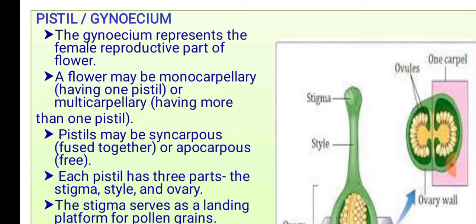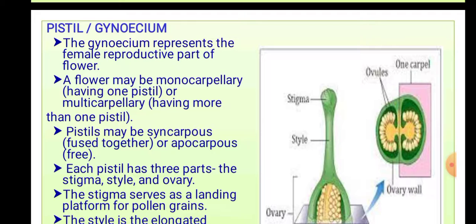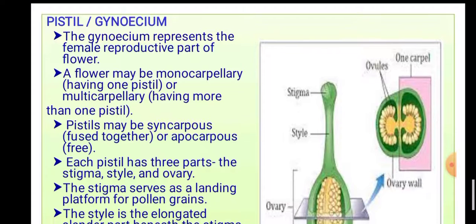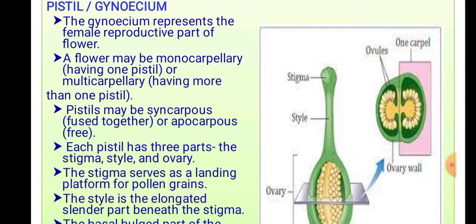In this picture, now you understand about gynoecium, or you may call it the female part of the flower. The gynoecium, what is it exactly? It represents the female reproductive part of the flower. A flower may be monocarpellary or multicarpellary. Monocarpellary means having only one pistil. Multicarpellary means having more than one pistil.